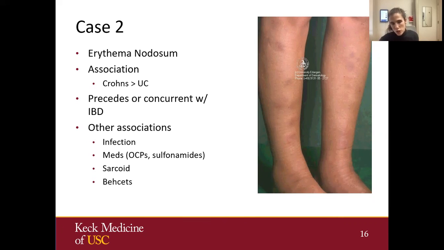seen triggered by medication. So several common categories of medications. Some women have erythema nodosum triggered by OCPs, also can be triggered by sulfonamides. And then sarcoid can present with erythema nodosum. Generally, when patients have EN related to sarcoid, it portends a better prognosis for sarcoid.